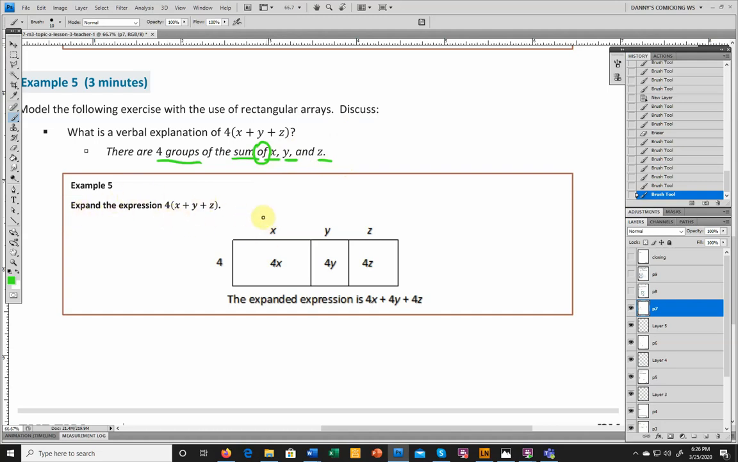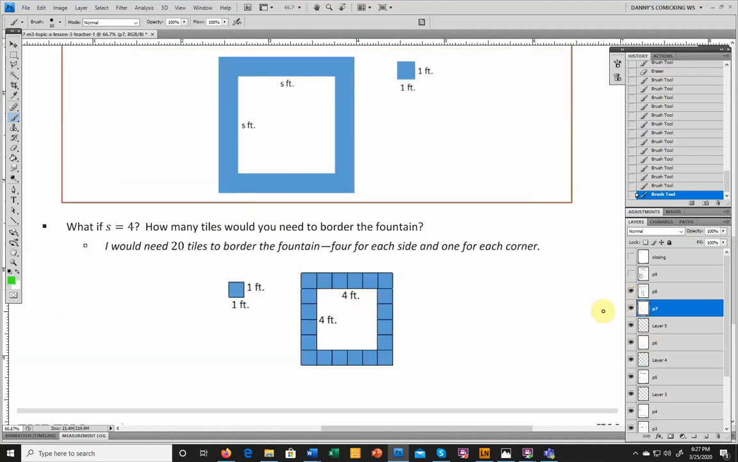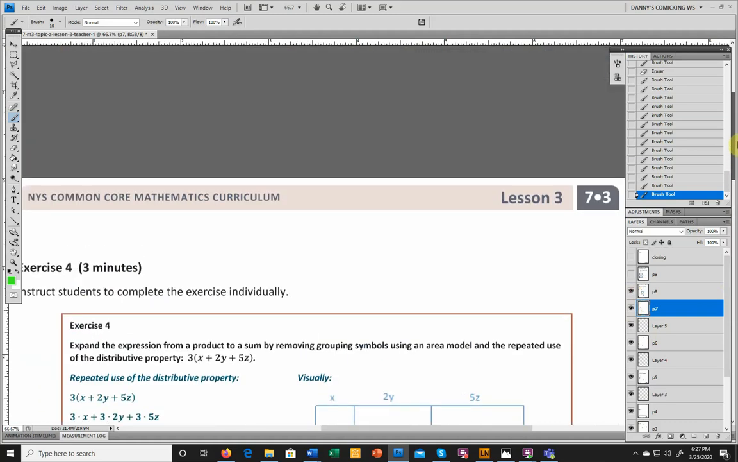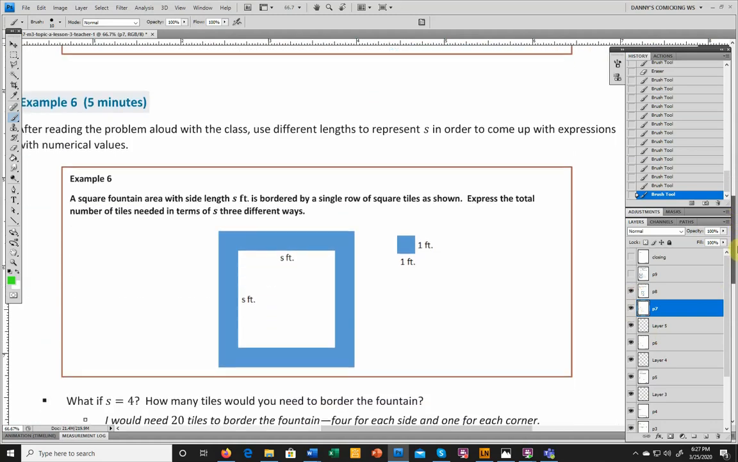In expanded form, this is 4 times x is 4x. 4 times y is 4y. 4 times z is 4z. The expanded expression is 4x plus 4y plus 4z. Okay, let's move on. We're going kind of fast now. Your exercise is going to be on your own.